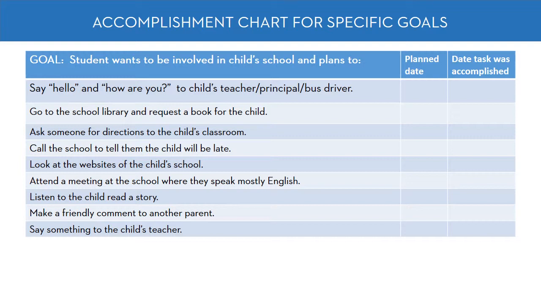Pause to consider the second slide. This is an example of a goal-oriented accomplishment chart. This might be for a student who wants to become more involved in his child's school. This is how you set up a chart like this. First, discuss goals for using English with your student. You and your student map out specific English communication tasks to accomplish and set a goal date. You find out how things are going on a regular basis, offer encouragement, and then check off when a specific task was completed. Be sure to celebrate success after each task.